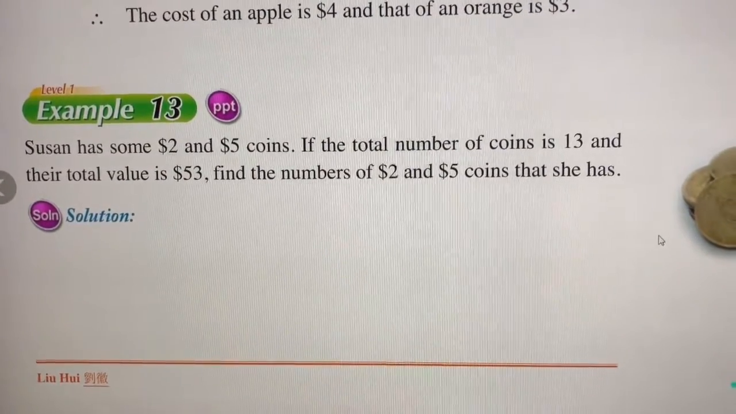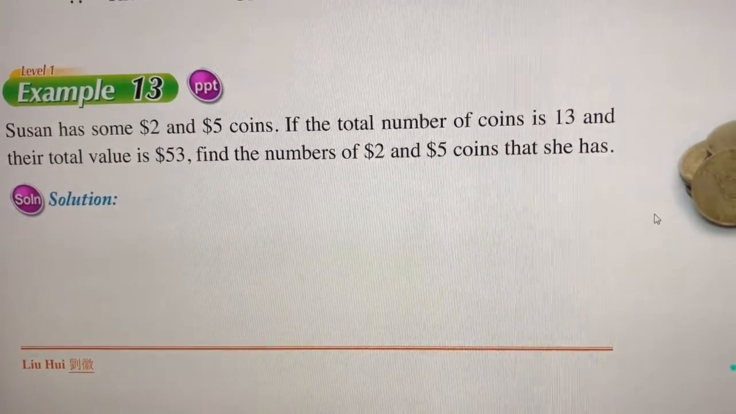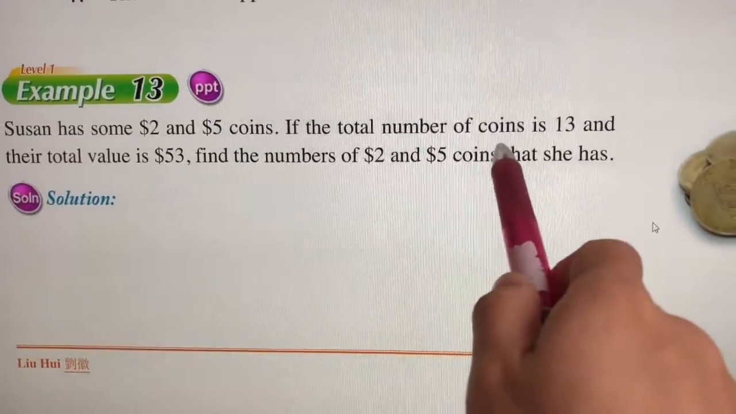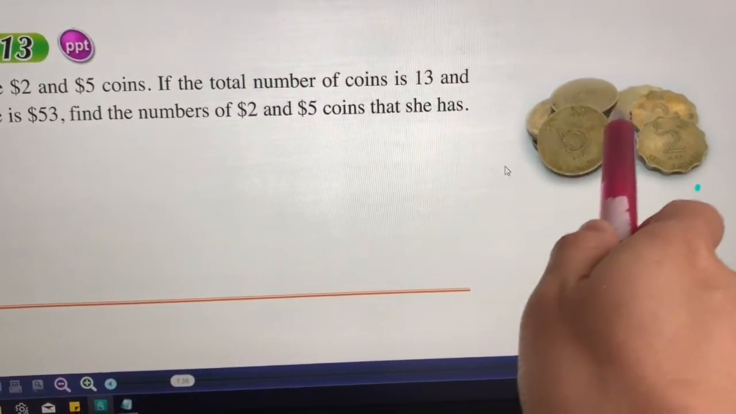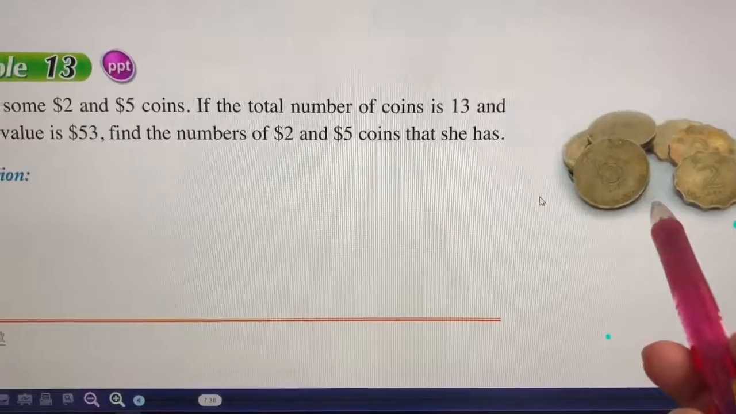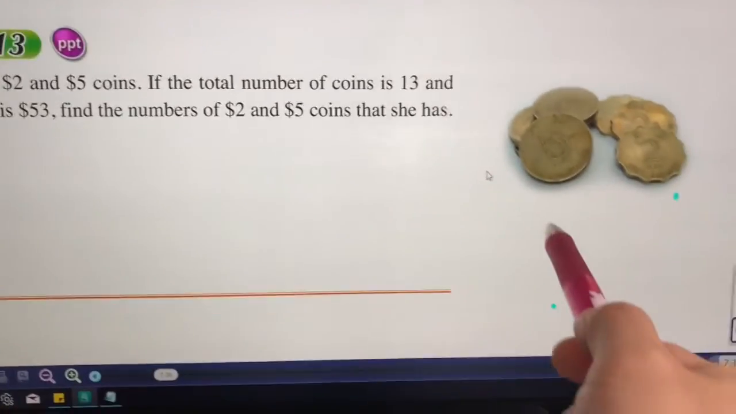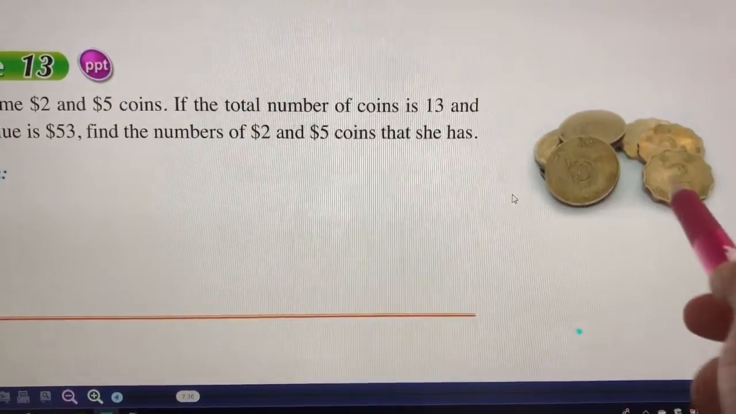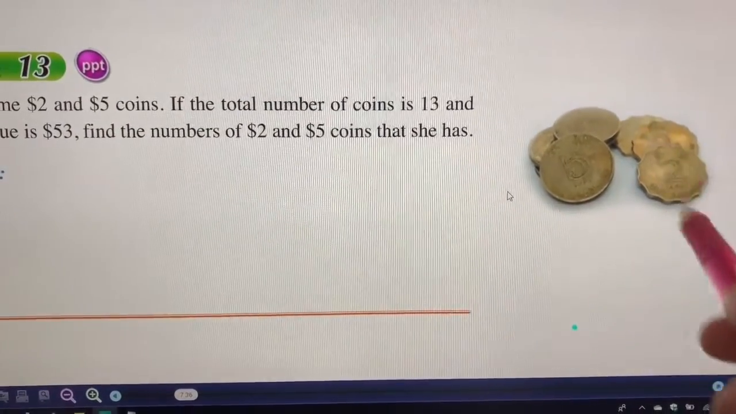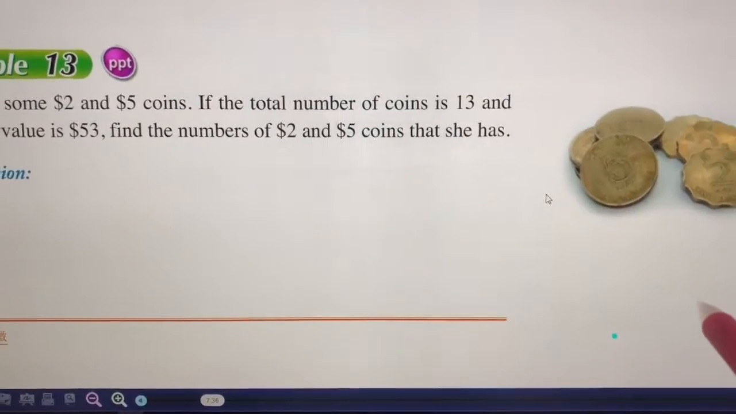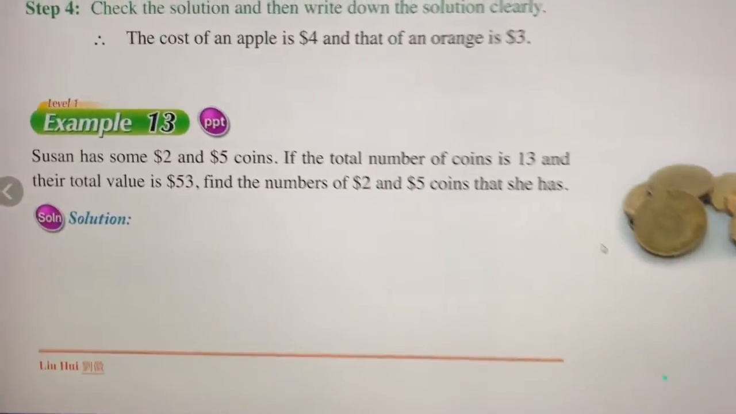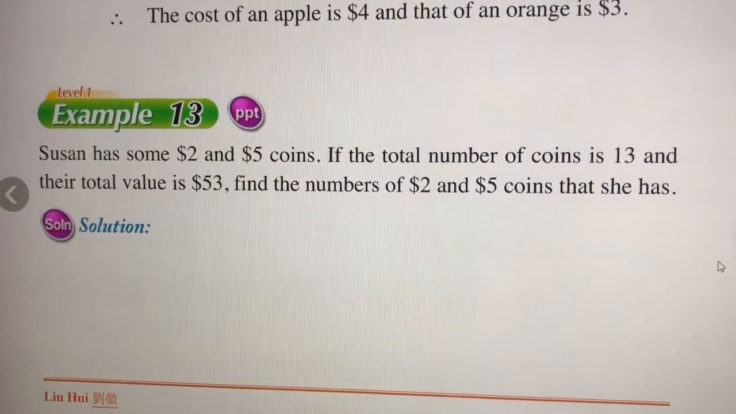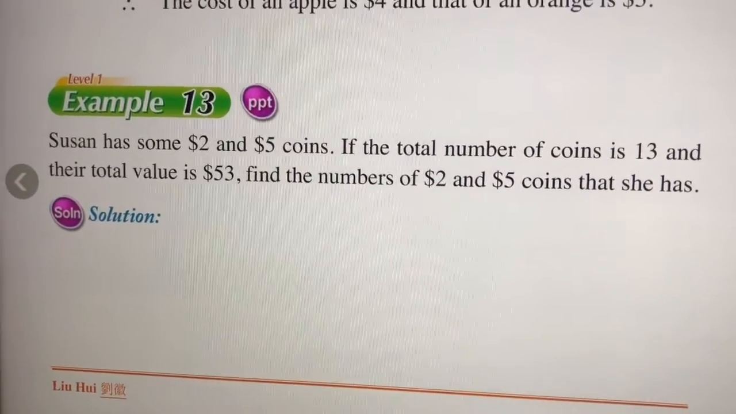For this type of question, you should try to consider the number of coins. Here, 1, 2, 3, 4, 5, 6, so that is the number of coins, and also the value. This is $5, add them up, $10, and $2, add another, $6. So these are the two different properties, or two different quantities, that we can know.